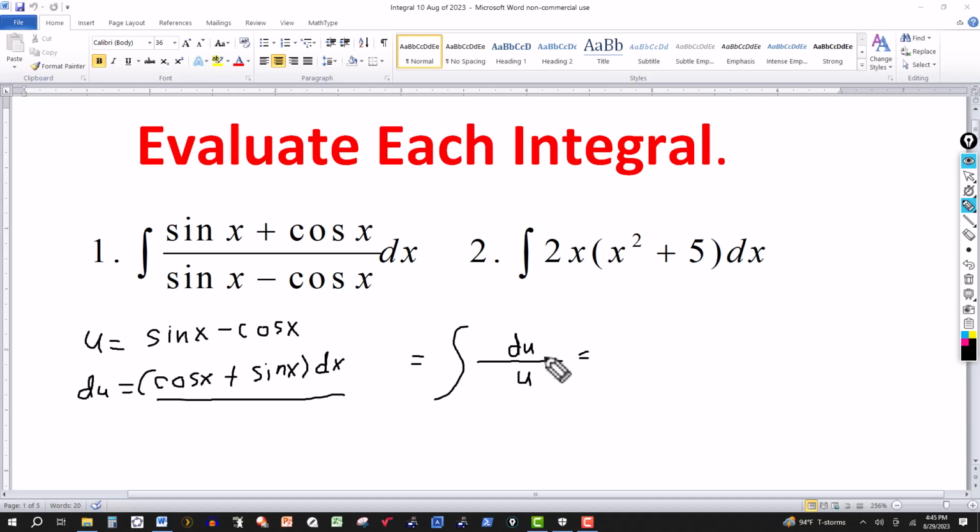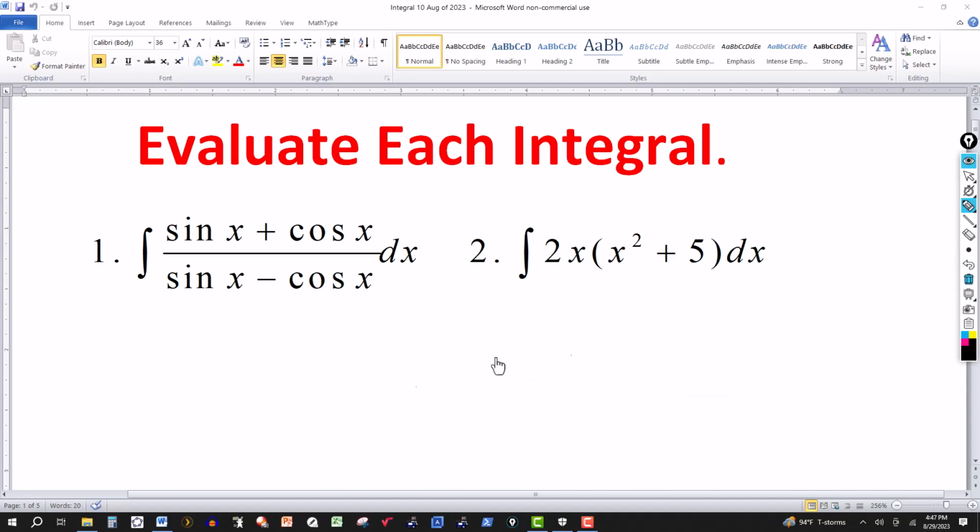So the integral of du over u is the natural log of absolute u. But u is just right here. So I just replace the u by sine of x minus cosine of x. So natural log of absolute value of sine of x minus cosine of x plus the constant of integration. And there's your answer there for that one.